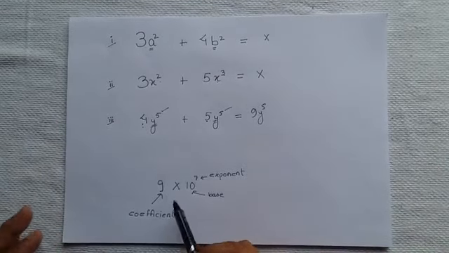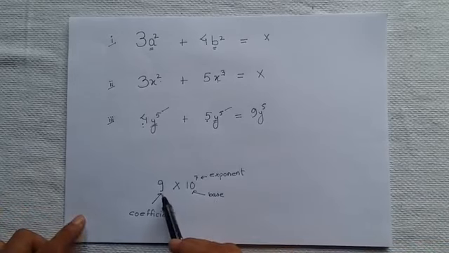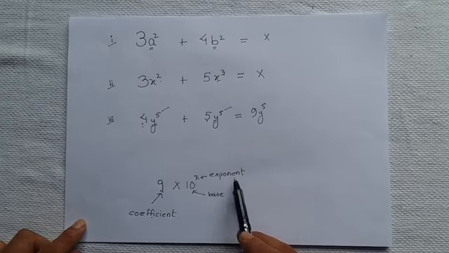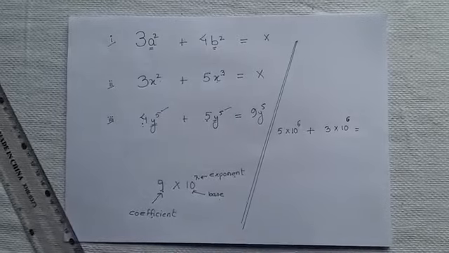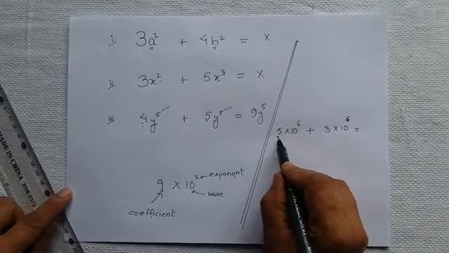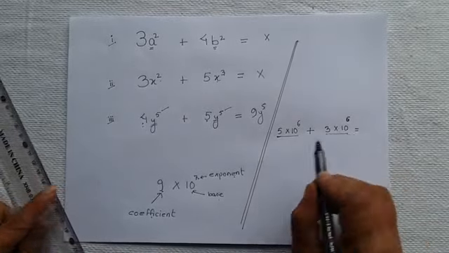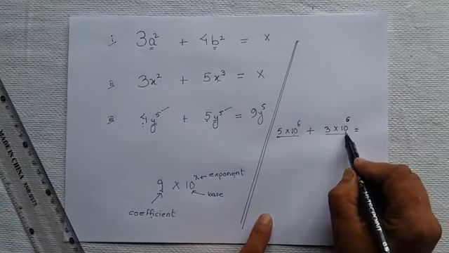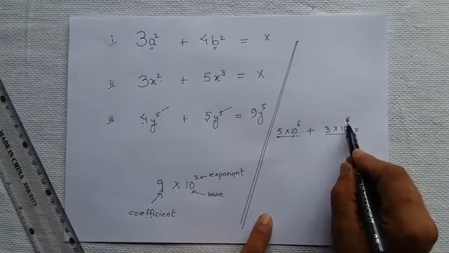As you can see here, I have a scientific notation. And as I told you earlier, this part of the scientific notation is called the coefficient, this part is called the exponent, and this part is called the base. Here I have two scientific notations and I want to add them. So we need to check whether the bases are the same or not. We have the same base 10 and the same exponent.